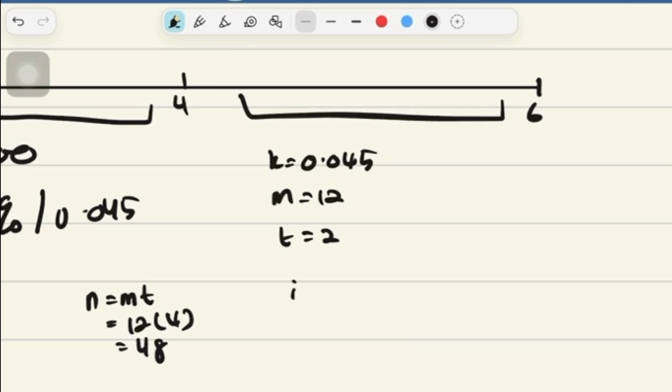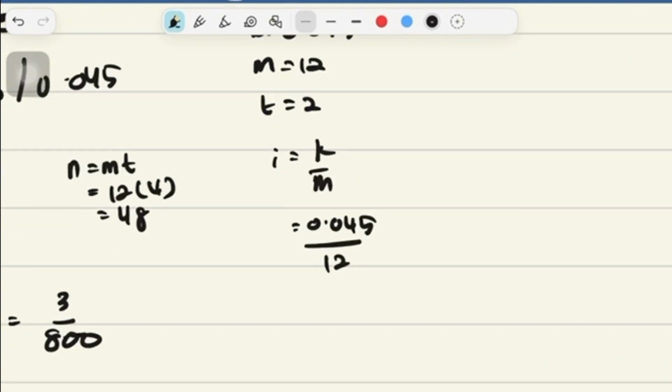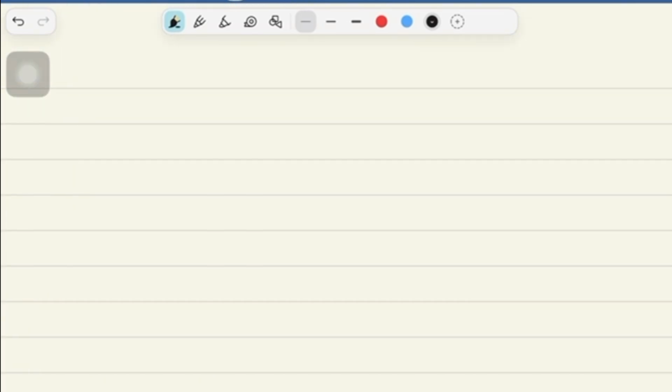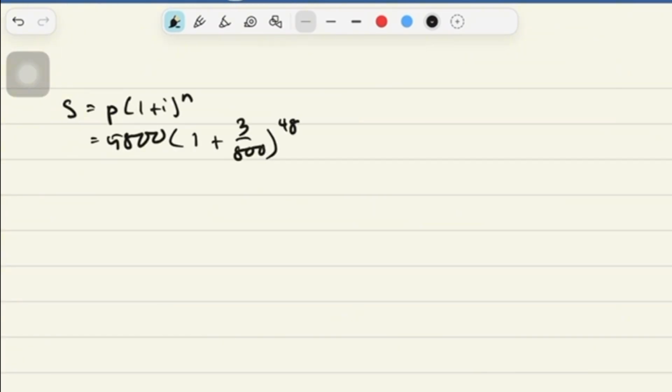We just include all the formulas. I equals K over M, and then we got 3 over 800. And for the N value, we got 24. We use the same formula to find the S value. 58,000, 1 plus 3 over 800, to the power of 48. And we got 69,415 ringgit 23 cents.